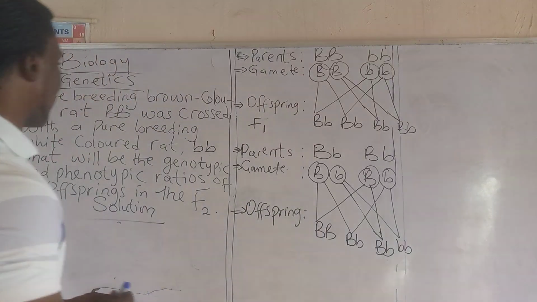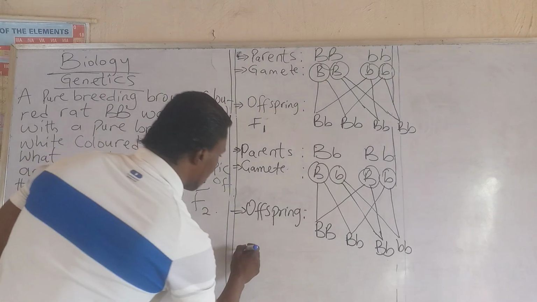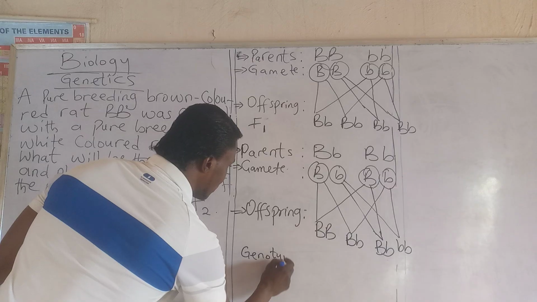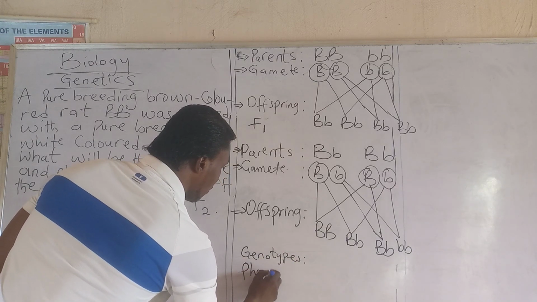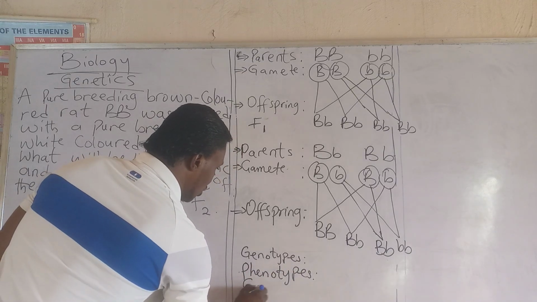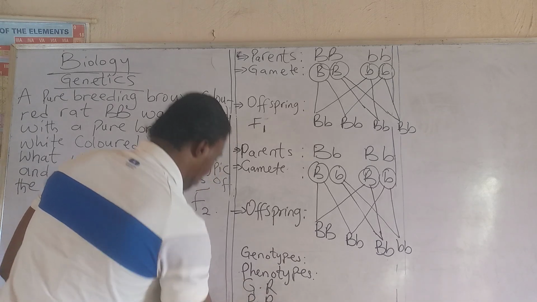So what is the breakdown? The breakdown to this becomes, we'll do it this way. I'll write genotypes, phenotypes, genotypic ratio and phenotypic ratio.